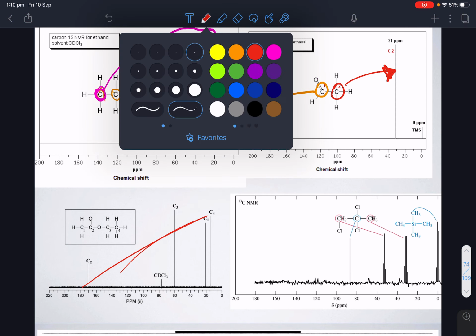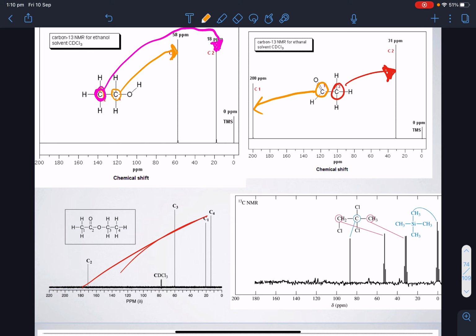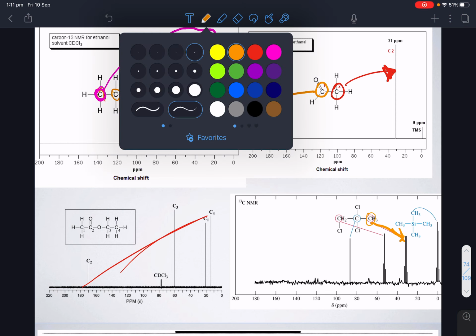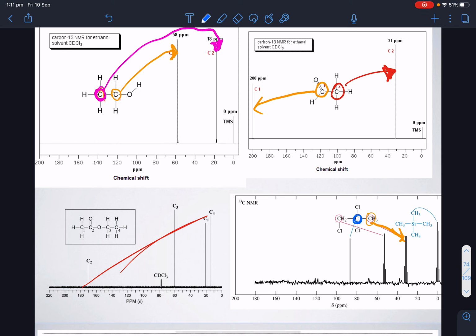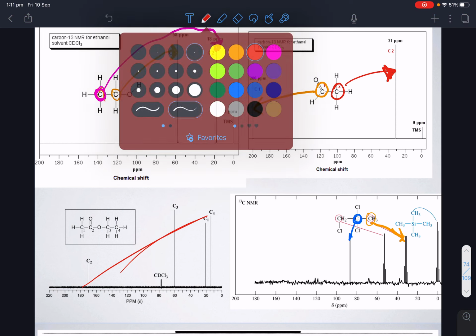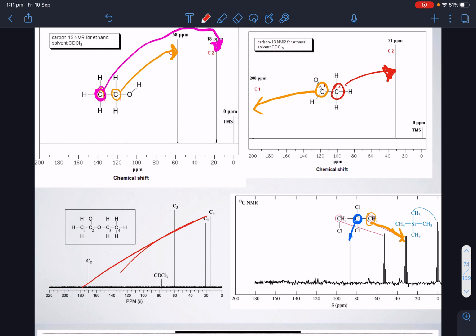Let's look at this one. This one's got some chlorines on it. So we've got three carbons here, okay? That orange one hasn't got any chlorines attached, so it's the furthest upfield. Number 2 has 2 chlorines attached compared to number 3, so that blue one there with 2 chlorines attached is the furthest downfield. And then the one on the end has 1 chlorine attached, but it also has 2 chlorine neighbours, so it's kind of in between there.